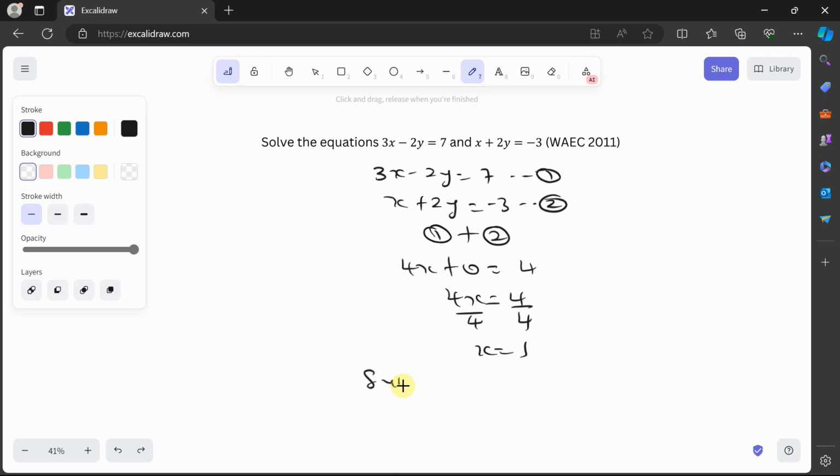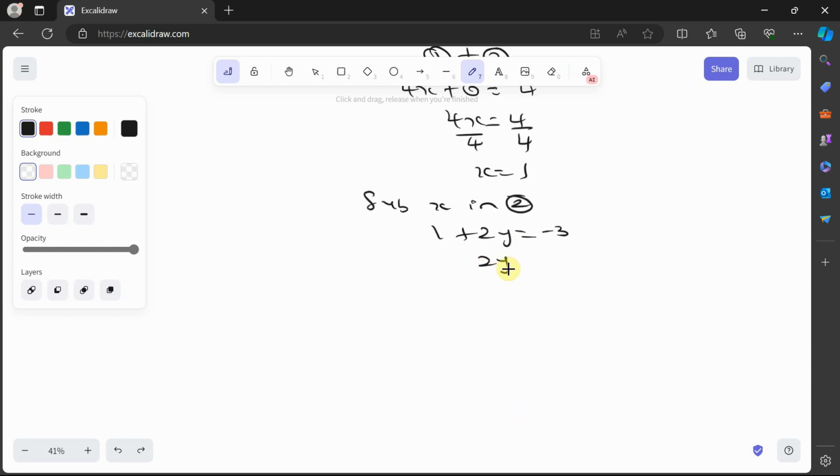I'll substitute x in any of the equations. Let me say in equation 2, because equation 2 is looking easier. So that will be 1 plus 2y is equal to minus 3. And then if I carry over this 1, that will be minus 3 minus 1. That will be 2y is equal to minus 4. And if I divide both sides by 2, my y will be equal to minus 2. So therefore, our x is equal to 1, and our y is equal to minus 2.